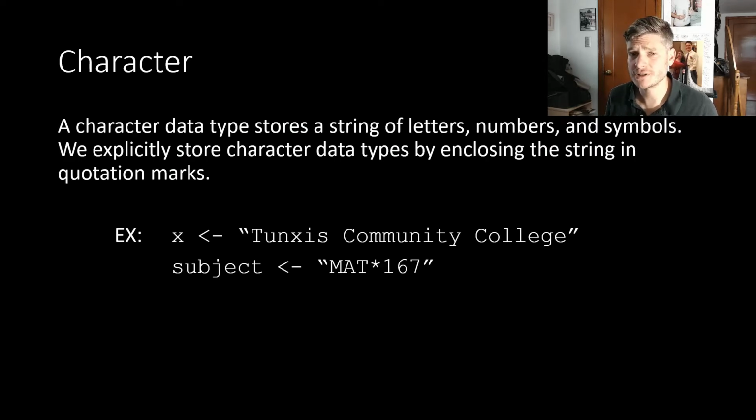So we'll start off with the characters, and so the character data type stores our string of letters, numbers, and symbols, and we explicitly store the character data type by enclosing that string in our quotation marks. So for example, if I have the variable x, I can store "Tungus Community College", all in quotes, and it's going to store it exactly the way I've written it, with the spaces and the uppercase, lowercase all mattering, and it's going to preserve that entire thing. I can also, in my strings, obviously put numbers and symbols, so like the subject code MAT*167, I can easily store that as well, and I'll be able to recall that later.